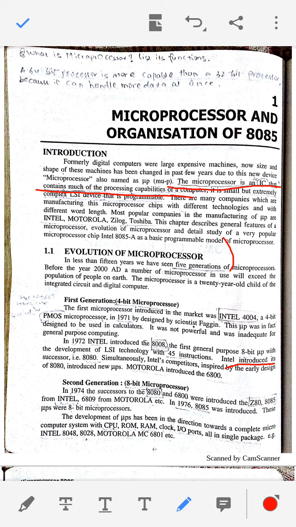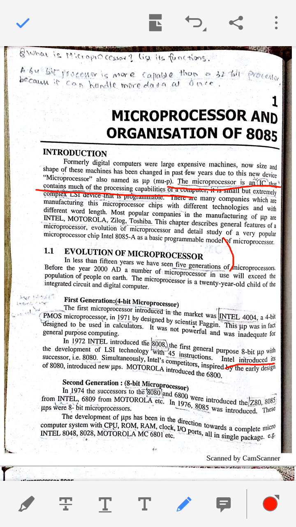There were competitors of Intel, and one of those competitors was Motorola, which introduced 6800. Then we'll talk about the second generation 8-bit microprocessors. The first generation was in the years 1971 and 1972. Now the second generation we are going to discuss is from 1974 to 1976.